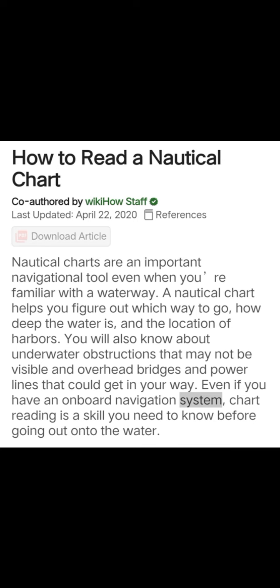Nautical charts are an important navigational tool, even when you are familiar with a waterway. A nautical chart helps you figure out which way to go, how deep the water is, and the location of harbors. You will also know about underwater obstructions that may not be visible, and overhead bridges and power lines that could get in your way, even if you have an onboard navigation system. Chart reading is a skill that you need to know before you go out onto the water.